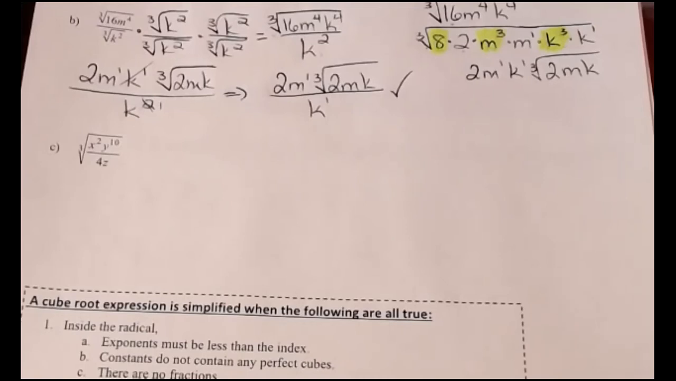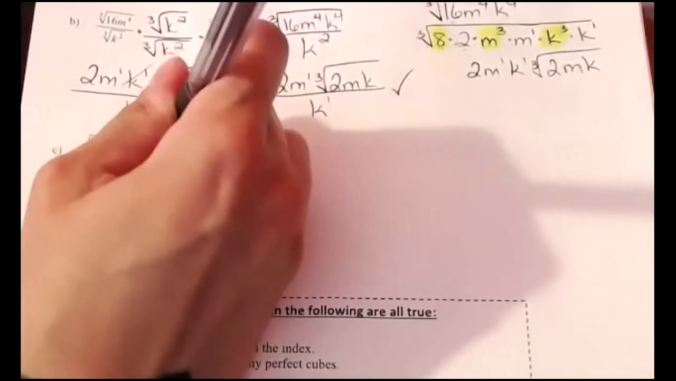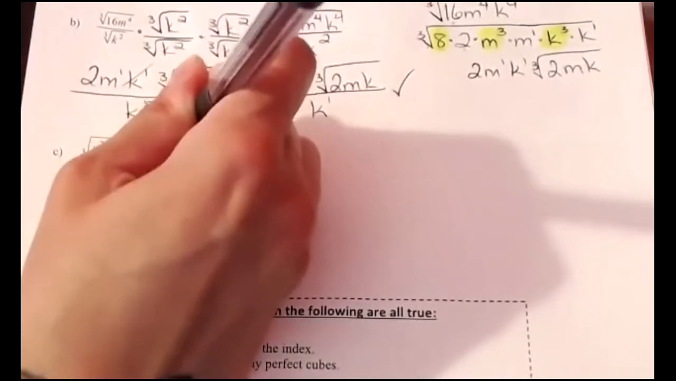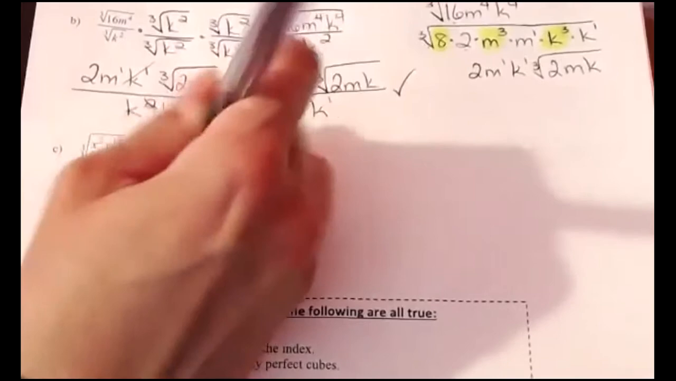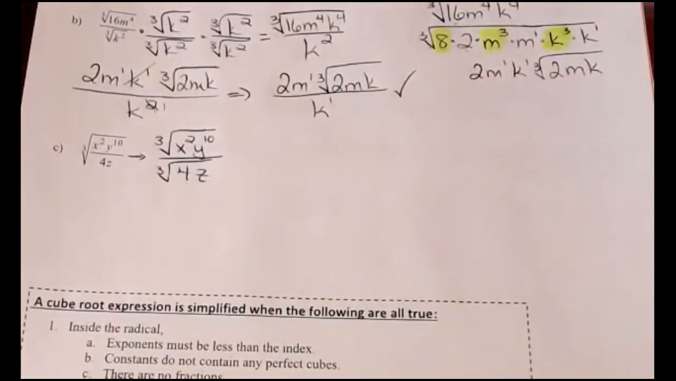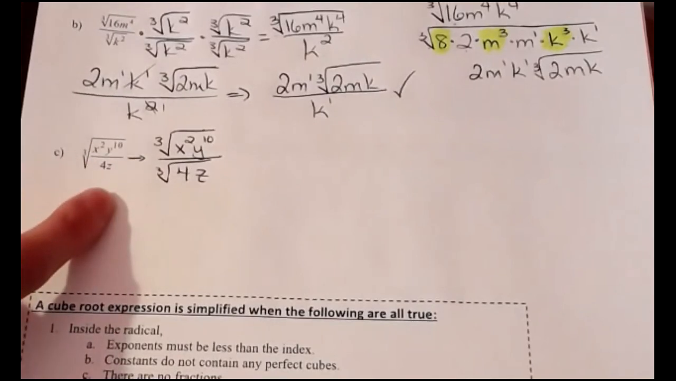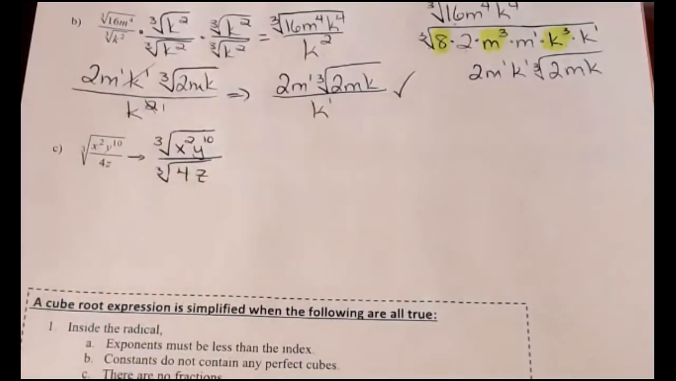If it's not super clear what this looks like, I'm going to break this down into a fraction of cube roots because I think that's going to help. This is the same as the cube root of x to the second y to the 10th all over the cube root of 4z. That's the problem. We have a radical in the denominator. This is a cube root of a fraction, which is the same as a fraction of cube roots. The problem is the denominator.